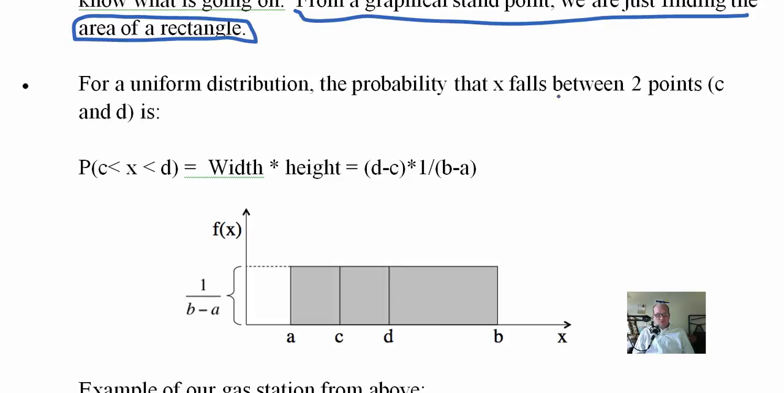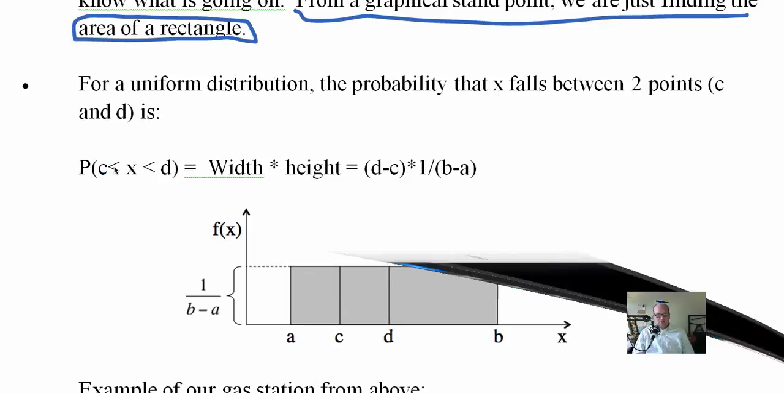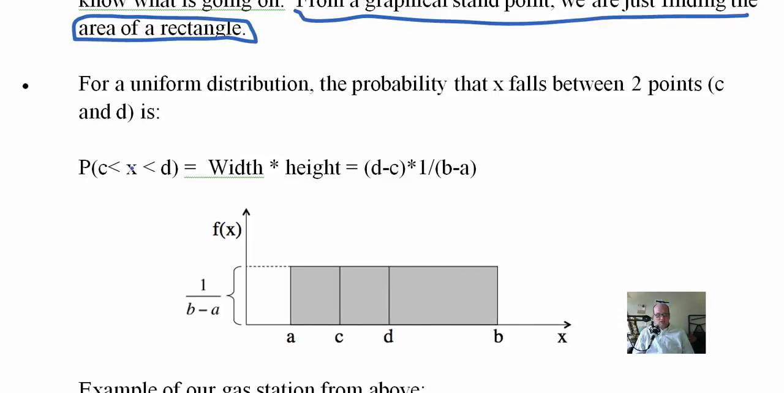So for a uniform distribution, the probability that x falls between 2 points C and D looks like this. I have some C, some D. I want to know the probability. P, the probability it falls between these 2 points, is the width times the height. What is width times height? That's just area, right? Which in this case is D minus C, that's my width, times my height. Then it says right here, height is 1 over B minus A.